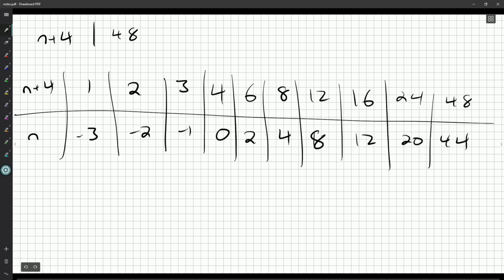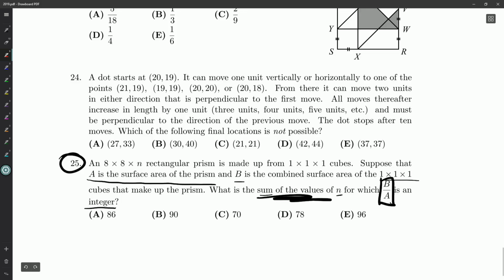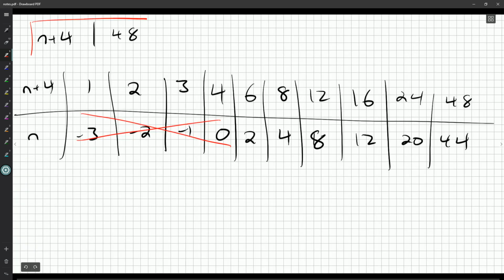Okay? But some of these we can ignore because we're talking about an actual geometric shape. How can you have an 8 by 8 by minus 3 prism? You can't. You can't have an 8 by 8 by 0 prism either. Okay? So, if we just wanted n plus 4 to divide 48, these are the possible n's, but we can ignore some of these because we have to remember there's a geometric component to this. N has to be positive. So, these are the only possibilities. And these are the only possible n that will work.